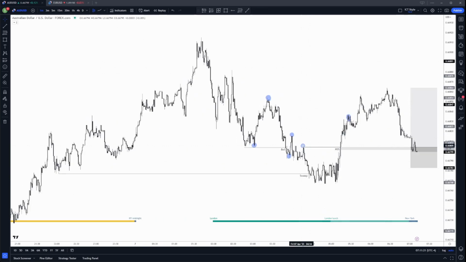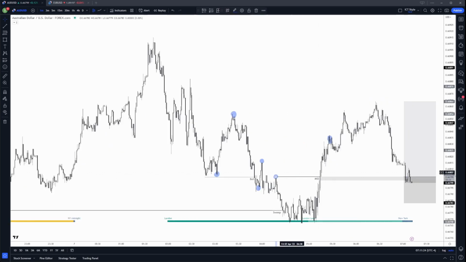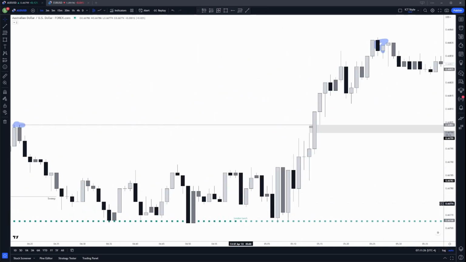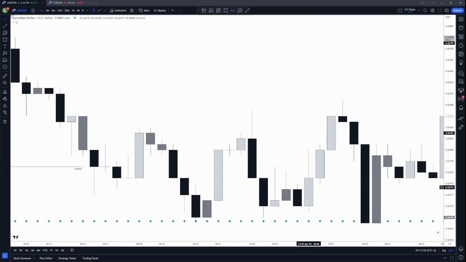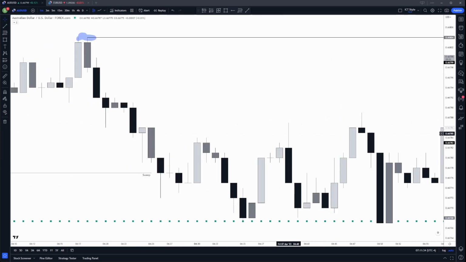Really think about, okay, how is my market structure looking? And don't be looking at charts like this. I see a lot of people looking at charts like this. On the 1 minute, this does not make any sense. You need to keep in mind that Forex doesn't have a clean delivery like futures does.